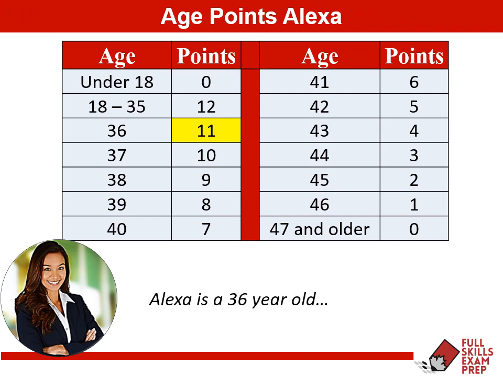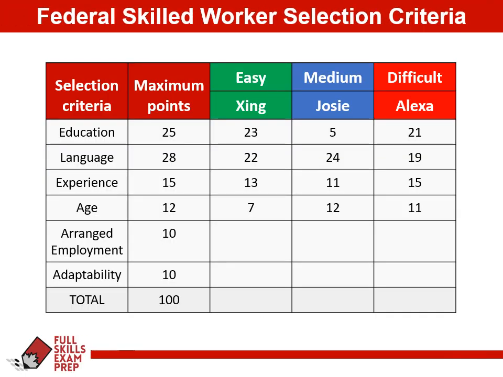And Alexa. So pretty straightforward again. She's 36. So that is 11 points. So as you can see, age is pretty straightforward. Shing got 7 points. Josie got 12 points, and Alexa got 11 points.